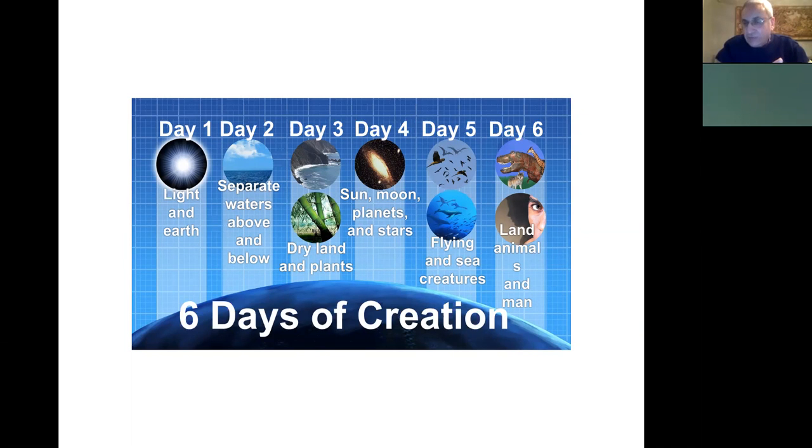Day one, God created heaven, earth, and light. Day two, he divided water above and water below. Day three, he ordered the earth to appear from water beneath, and he created the plants. And in day four, he created sun, moon, and stars. In day five, he created all the flying creatures and all the sea creatures. In day six, he created creeping animals and man.